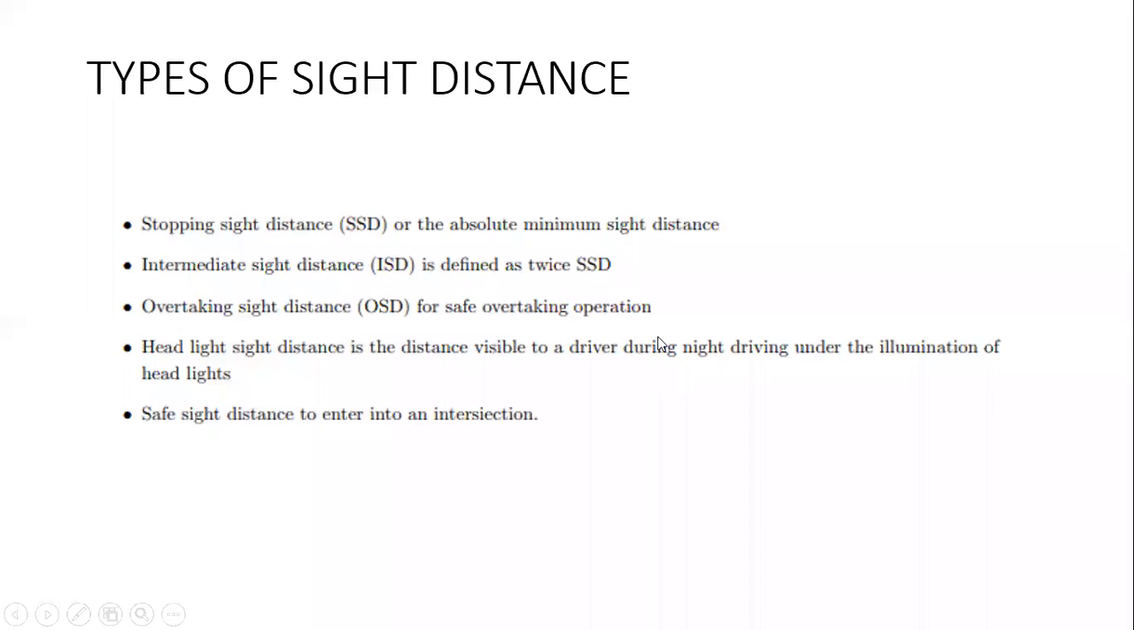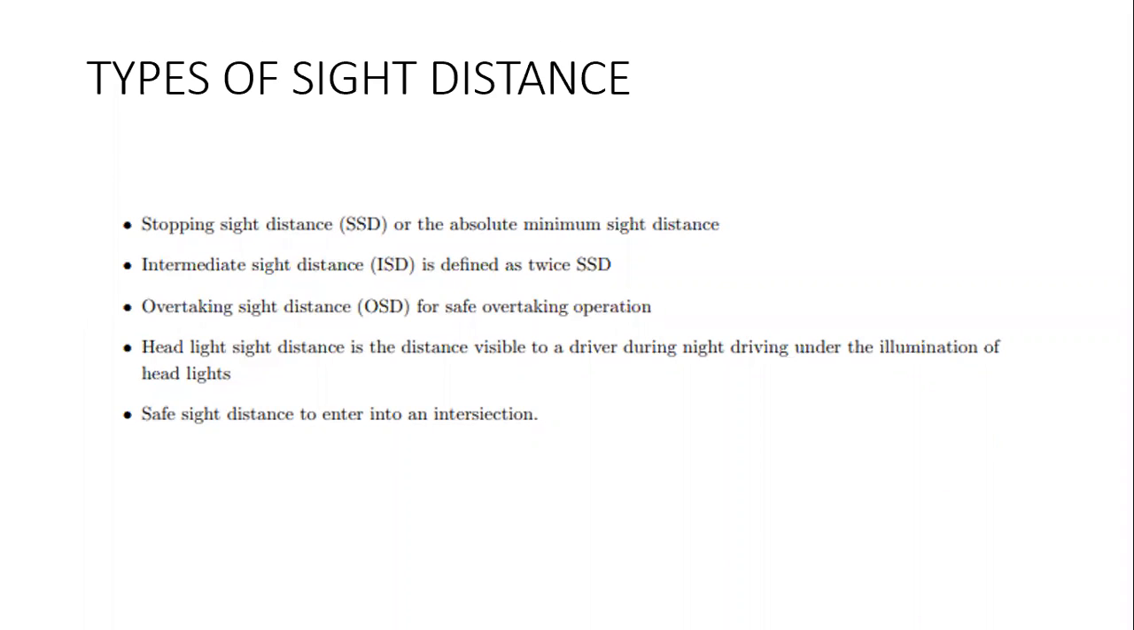Overtaking sight distance is, again, when you're driving the vehicle, there may be some slow moving vehicles ahead of you, right? Sometimes in the form of a cycle, suppose you're driving a car. There may be scooters or autos in front of you, any kind of slow moving vehicle. So what will be your tendency now? Your tendency will be that you are driving at a reasonable maximum speed.